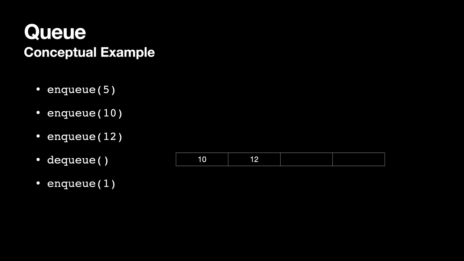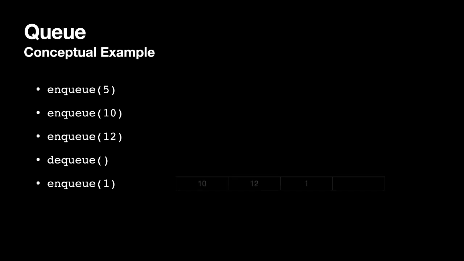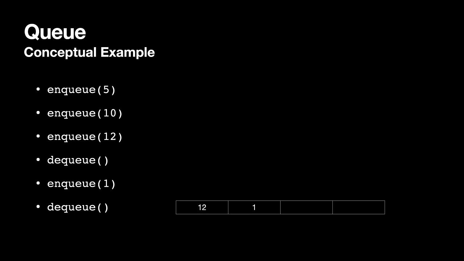Then enqueuing a 1, we'll add the 1 onto the end of the queue. So it'll be 10, 12, and then 1. And then doing another dequeue, we'll again remove the thing at the front of the queue, the 10, and return it, leaving just the 12 and the 1 in the queue with 12 at the front.